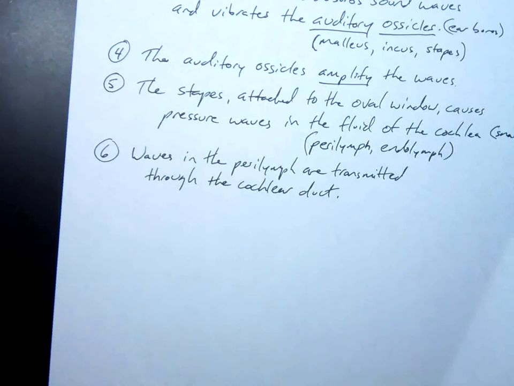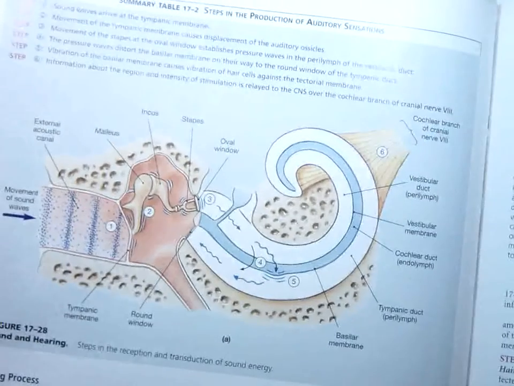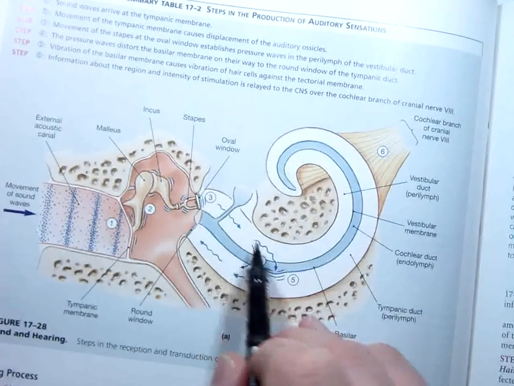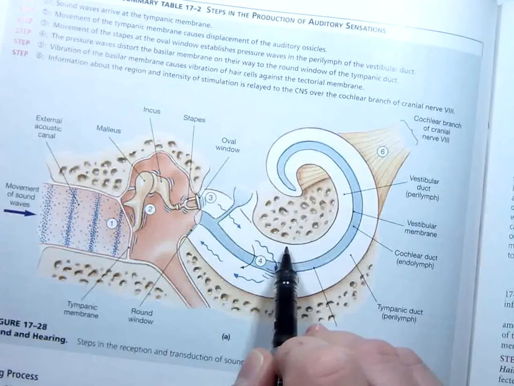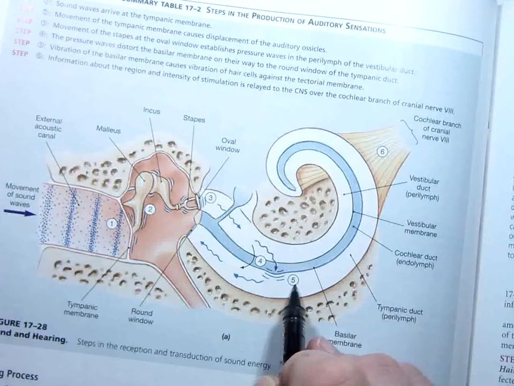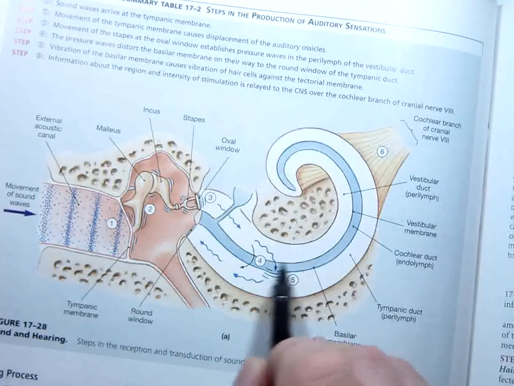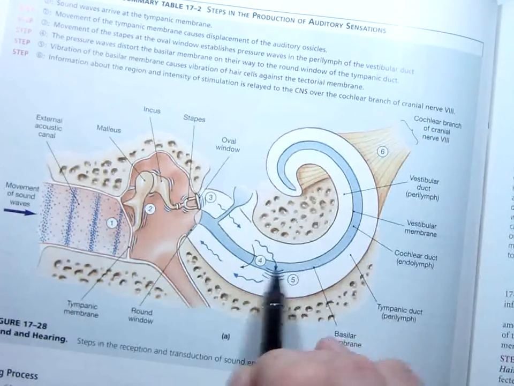Okay, let me show you a picture of this then. Come back to here in just a second. All right, so watch this. This right here is called the vestibular duct, and it's filled with perilymph. Down here is the tympanic duct, and it's filled with perilymph. This right here in the middle is the cochlear duct, and the cochlear duct is filled with endolymph. This is where hearing occurs, right in this area.